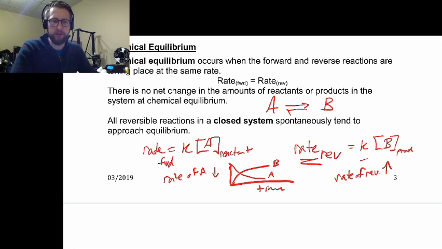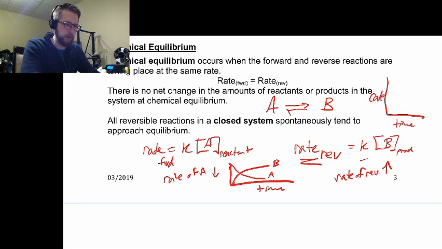That's really interesting because it seems that at some point the rates will become equal. In fact, if we plot this graph with time and rate, we would find the graphs go towards the same rate, so that forward and reverse have the same rate. So here's the forward one slowing down, and here is the reverse reaction speeding up.